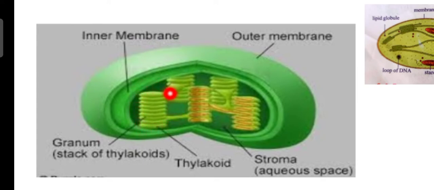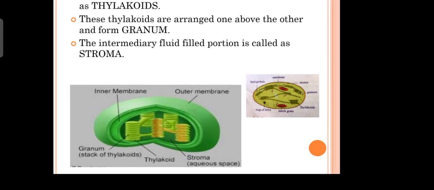The total stack of thylakoids together is known as granum. So this one is one granum and this is another granum and this is another granum. Like that, in plural we call it grana and singularly we call it a granum. And each granum is interconnected with another granum and the fluid present in between the grana is called stroma. So the intermediary fluid-filled structure is known as stroma and this is the structure of chloroplast.